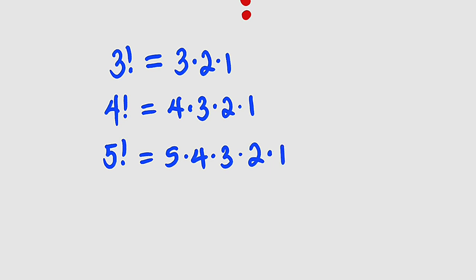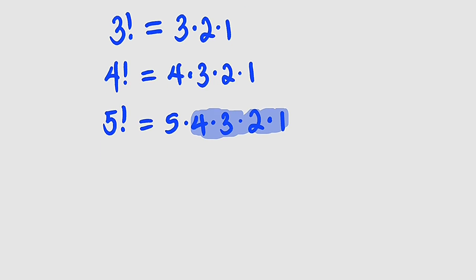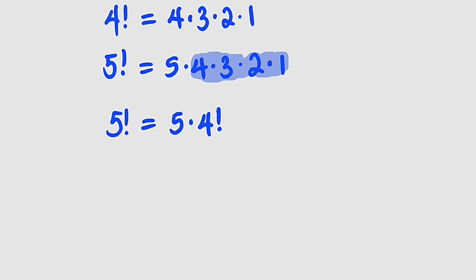Let me stop here. But if you observe, this is 4 times 3 times 2 times 1, which is the same thing as this, right? 4 factorial. So therefore I can express 5 factorial in terms of 4 factorial. 5 factorial equals 5 multiplied by 4 factorial. And from here you can also express 4 factorial in terms of 5 factorial. How? By dividing both sides by 5, right? If you do that, you have 4 factorial to be 5 factorial divided by 5, something like this.